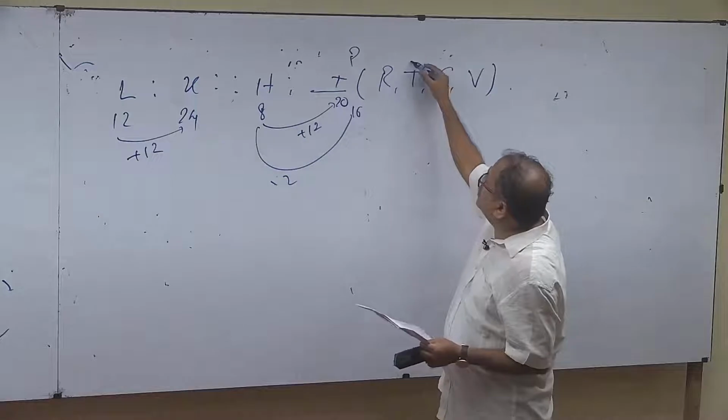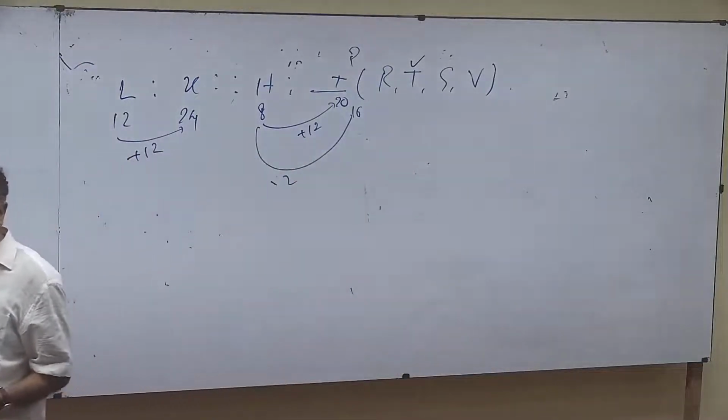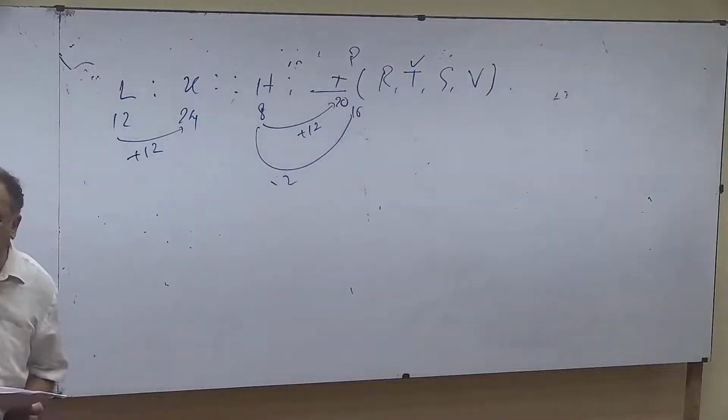So I notice that T is there in the option. Into 2? No, plus 12, plus 12.